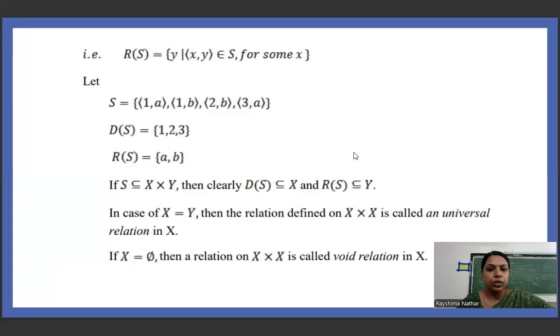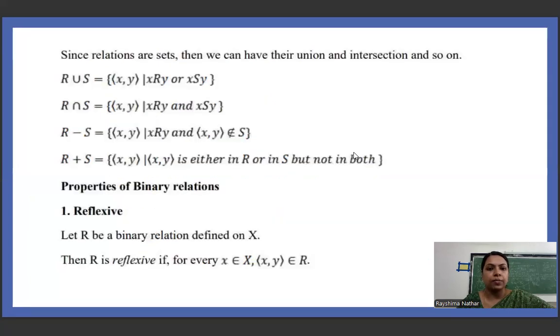When R is equal to X cross X, it is called the universal relation. When R is empty, it is called void relation.